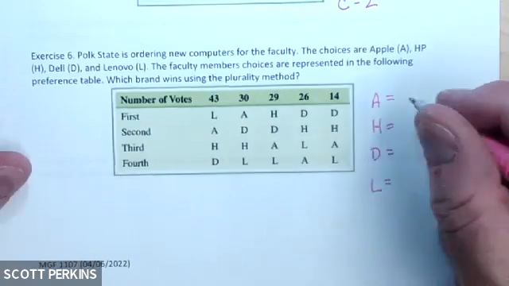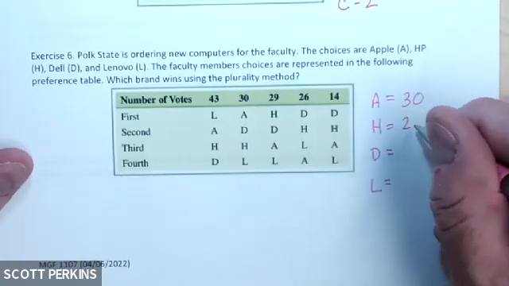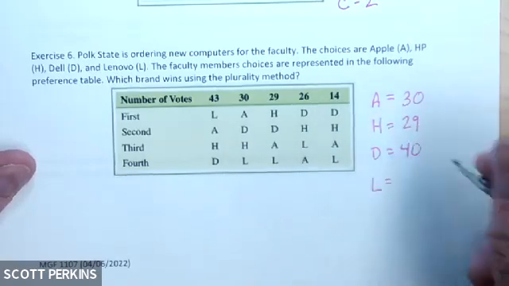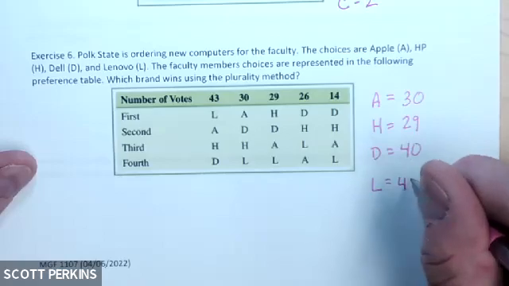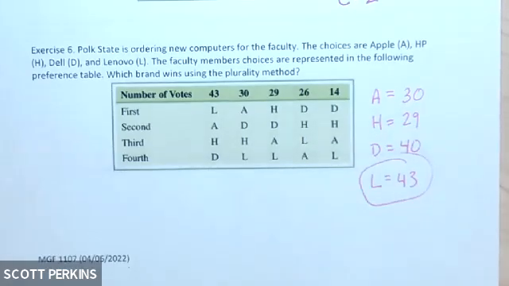So 30 faculty, it looks like, voted for Apple, and then 29 voted for HP, and then 40 voted for Dell, and then 43 voted for Lenovo. So we would all be getting Lenovo computers. Okay, so far so good?